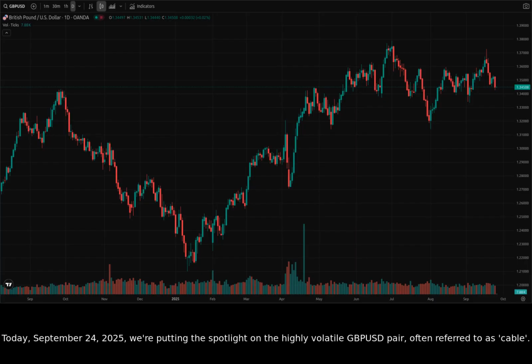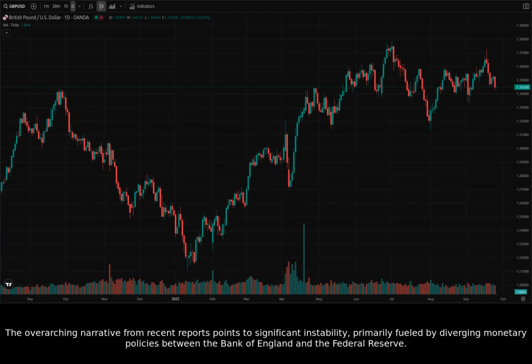Today, September 24th, 2025, we're putting the spotlight on the highly volatile GBPUSD pair, often referred to as cable. We'll be diving deep into both the latest news and crucial chart data to uncover what's truly driving this currency pair. The overarching narrative from recent reports points to significant instability, primarily fueled by diverging monetary policies between the Bank of England and the Federal Reserve.